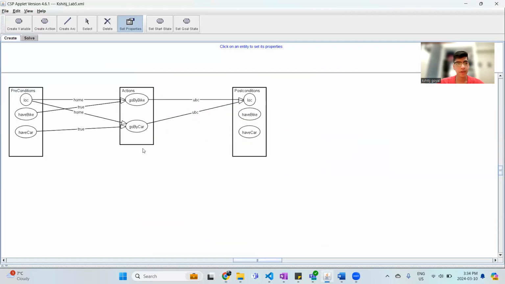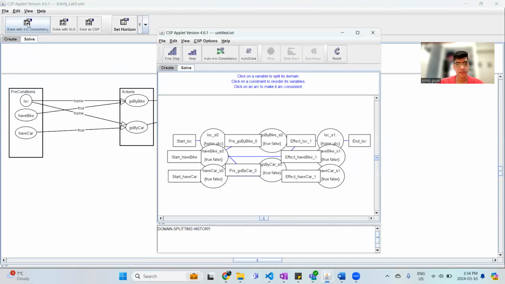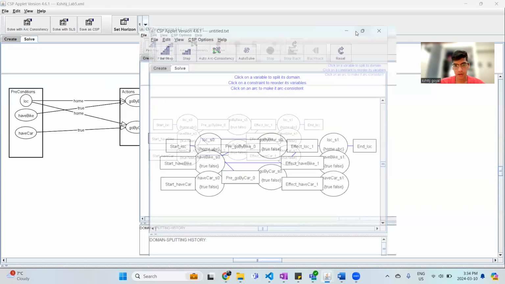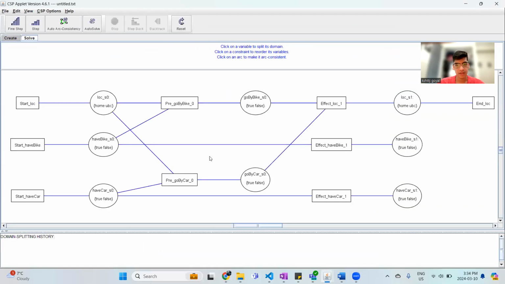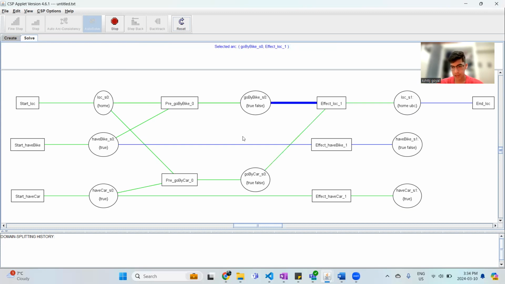And now we can just solve this using arc consistency. This is the thing that is formed, and then you can just make it look better. And then I can run the auto-solve. And now you can see that arc consistency is running, and these domains here are true, false. These are going to be checked, and values in the domain that do not satisfy the constraints are going to be removed. So as you can see here, it just changed from true, false to true. Here you can just see false disappeared.